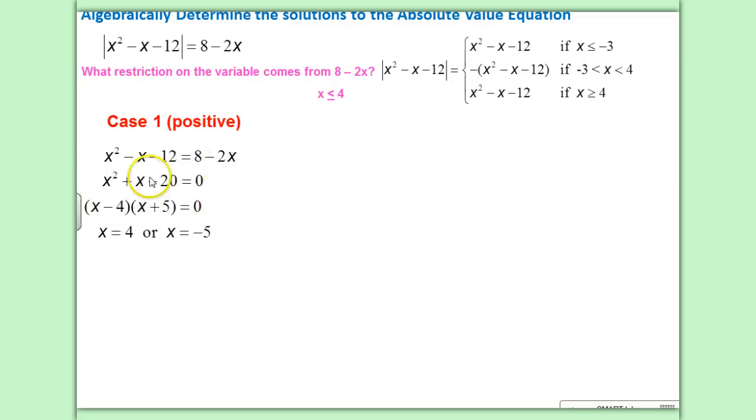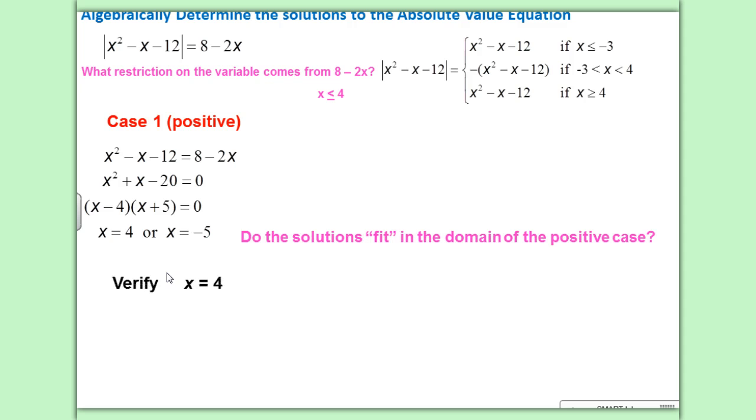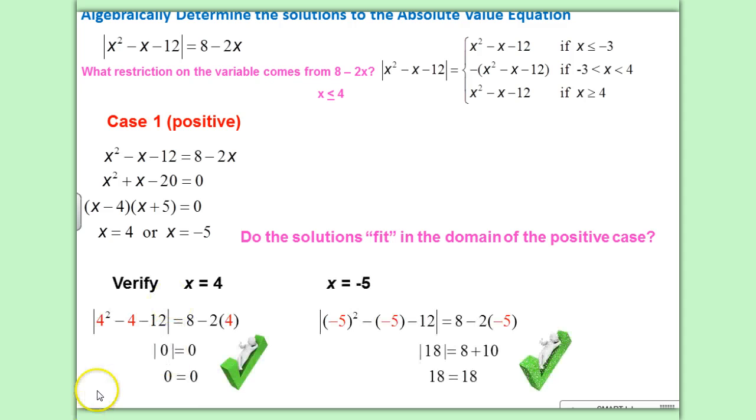You guys have solved that before. Take it all to one side, factor it. x equals 4, x equals -5. I wonder if those answers work. You're going to have to check them after. We can talk about the domain, do they fit within there, but mainly just verify them. If you plug in 4, does it work? 0 equals 0, it works. If you plug in -5, does it work? Awesome. So those two answers should be good to go.